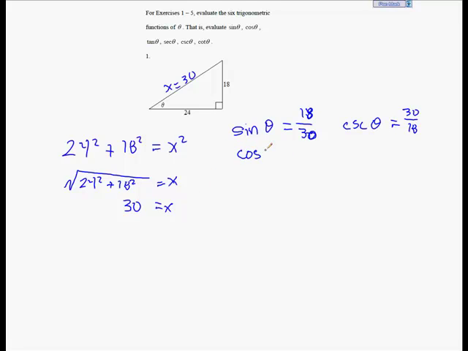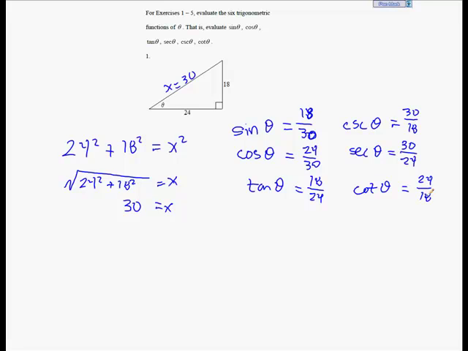And cosine theta is adjacent over hypotenuse, so that's going to be 24 over 30. And we know that secant of theta is the reciprocal of cosine, so 1 over cosine, which is 30 over 24. And tangent is opposite over adjacent, so that's going to be 18 over 24. And so cotangent is the reciprocal of that, and that's going to be 24 over 18. And so we have answered all the questions.